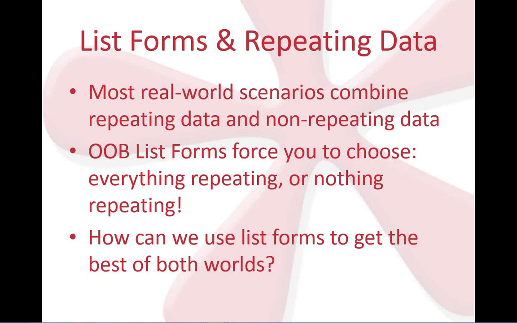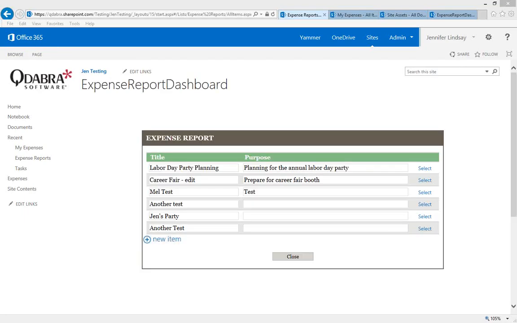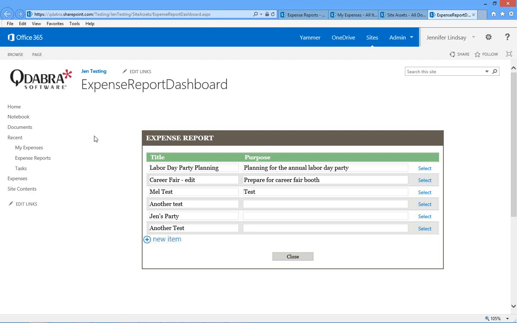So one thing you can do is embed the list forms that I just showed in a dashboard. So you'd have one on the top for the metadata associated with expense reports, one on the bottom for the repeating data, and you'd be able to see both at the same time. And you also have the ability using web part connectors to filter the data that goes back and forth between these two lists. Unfortunately, we are having some problems with our web part connectors this morning on our SharePoint site, but I will really quickly show you what that dashboard would look like.